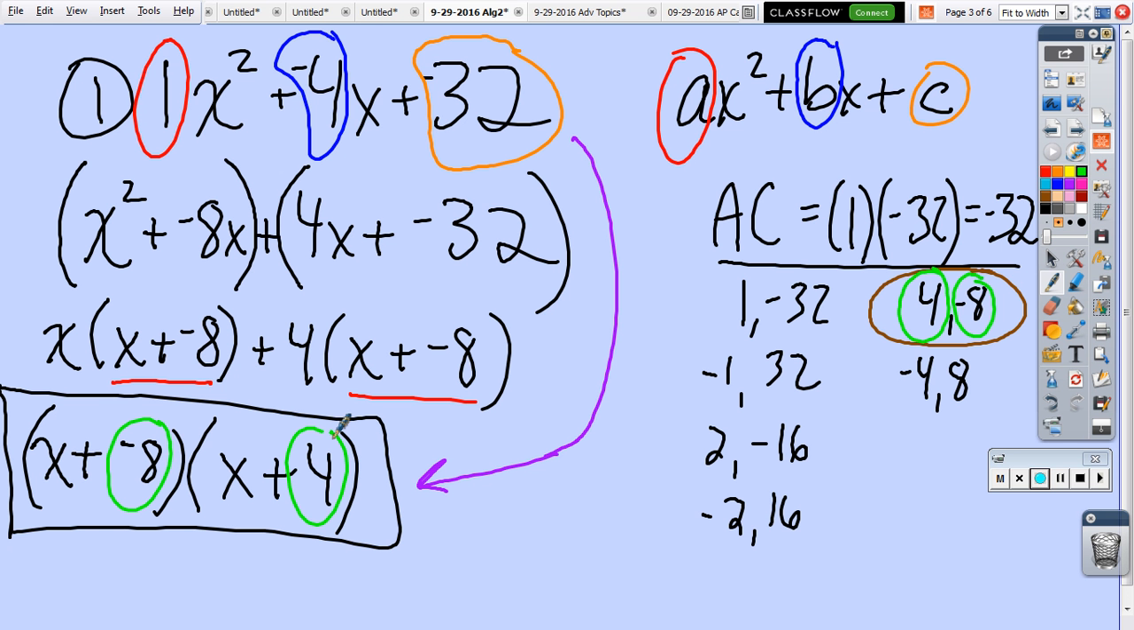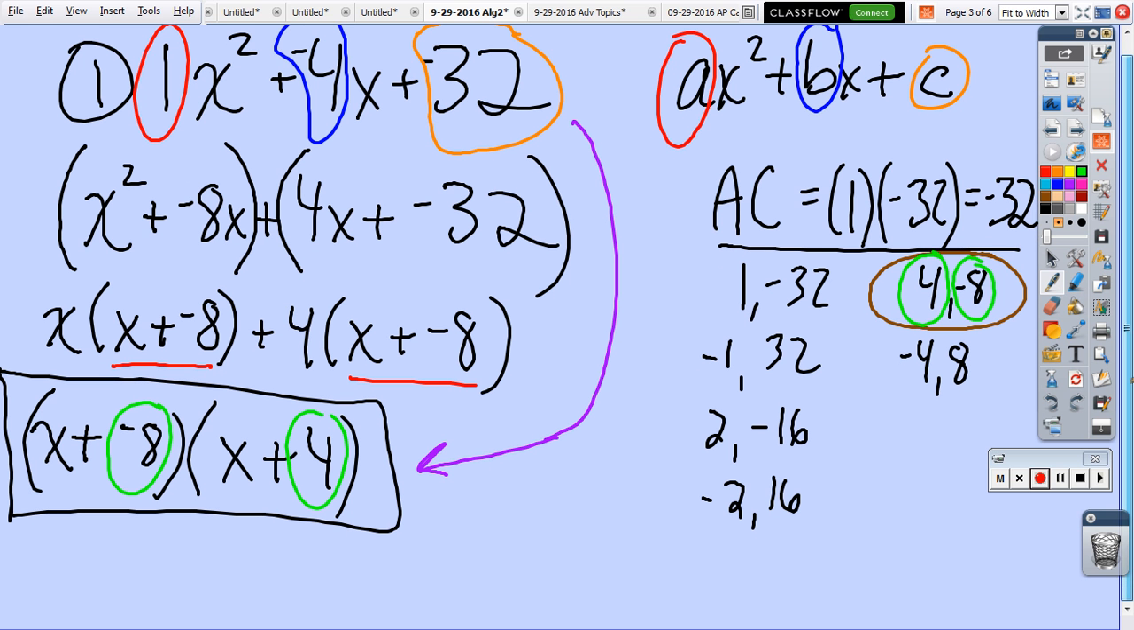Mr. Gross, yes? We're trying to find factors of negative 32 that add to b, which is negative 4. So I'll write that here. For here, 4 plus negative 8 is equal to negative 4, and that is what b is. So that's the one we want, because our b is negative 4.